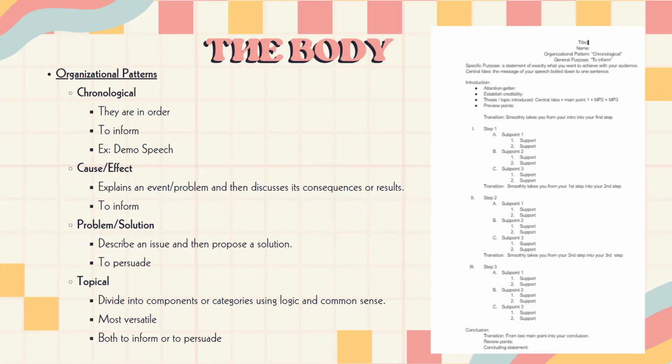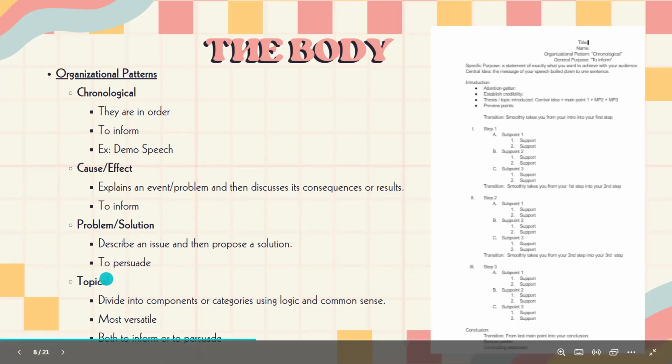Then problem solution, right? Describe an issue and then propose a solution. So you describe your issue in your intro, your topic, and then your solution and the steps to get to that solution, however you do it, would be your main points. This again is to persuade; this is biased.